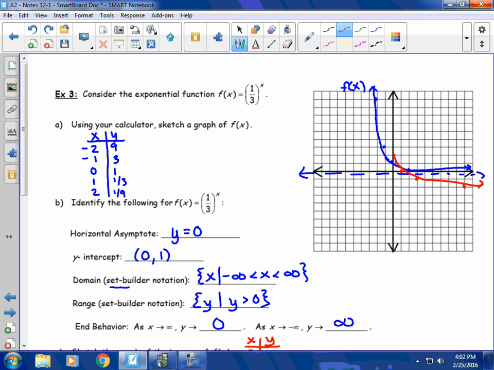And remember, like last time, you're going to have a vertical asymptote at x equals 0. Because that y equals 0 asymptote from before, when we switch x and y, it's going to turn into x equals 0. And again, make sure you label which graph is which. So that's f inverse of x.